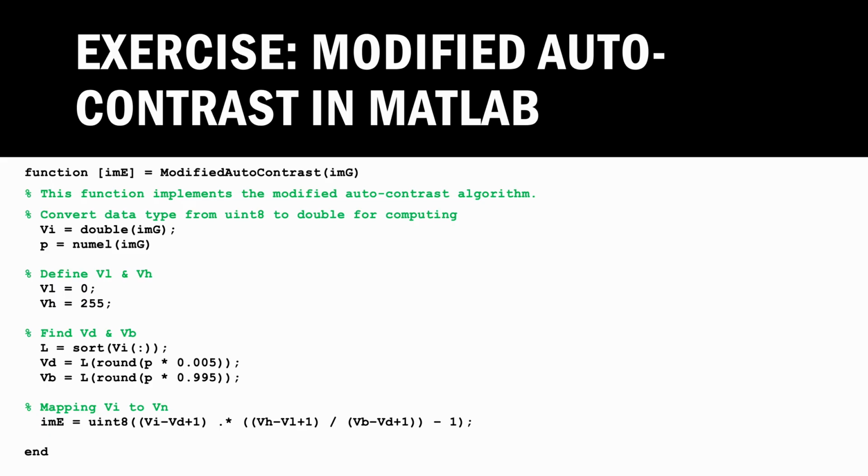Finally, we use a matrix operation to map every pixel intensity in VI to its new value VN, which is stored in IME. At the end, we convert IME back to UINT8, so that MATLAB recognizes it as a proper grayscale image. This complete function implements the modified autocontrast algorithm, which avoids being misled by extreme pixel values and produces a more reliable contrast enhancement.